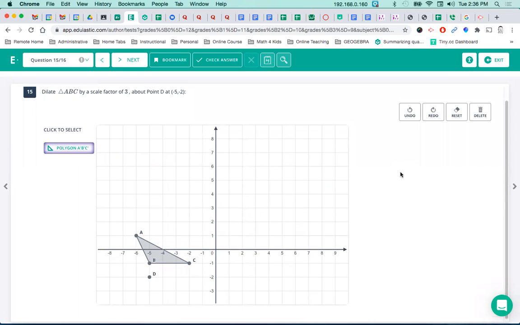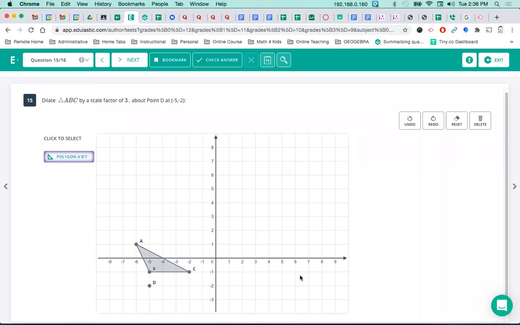So this is the one where you're dilating about a point that's not the center. Typically when it says dilate ABC by a scale factor of 3, you dilate it from the center, and then you just look at these coordinates like -2, -1, and you'd multiply the coordinates by 3, which would be -6, -3, which would dilate point C way down here. Now, that's correct if you're dilating from the origin, 0, 0. But in this case, we're dilating from D.